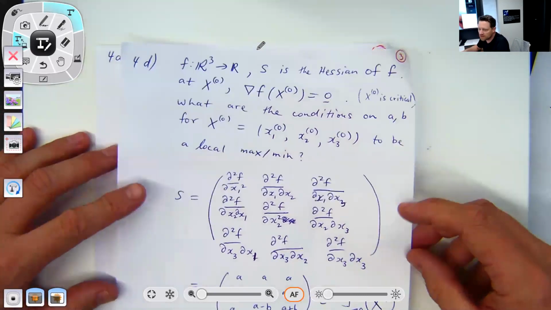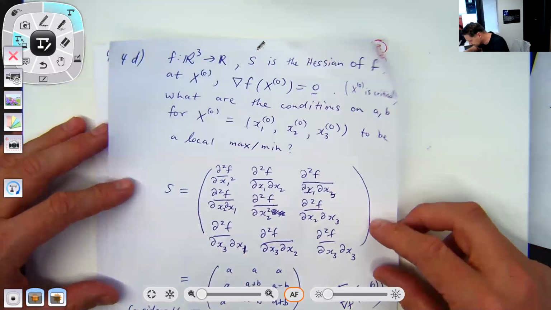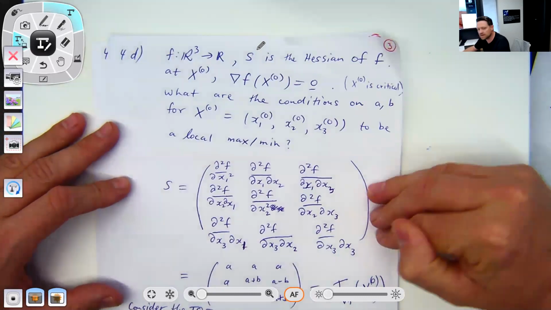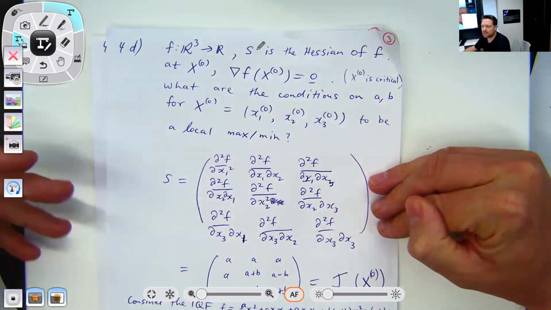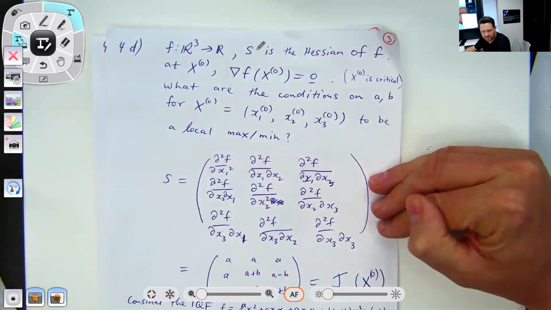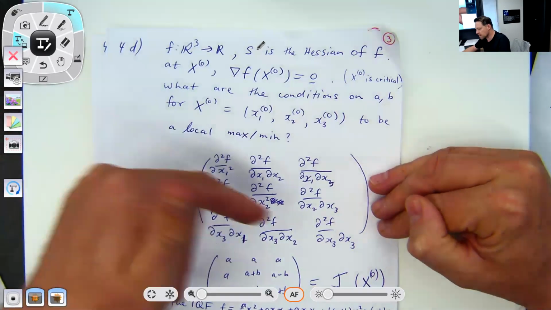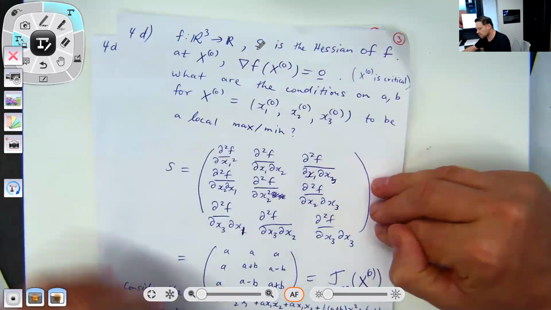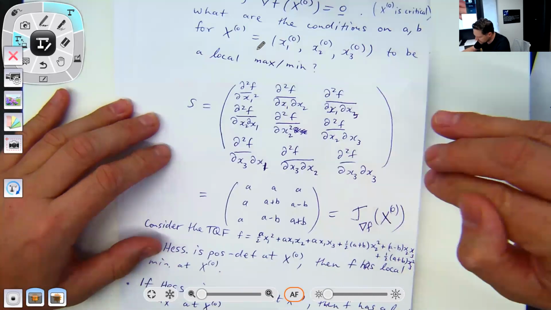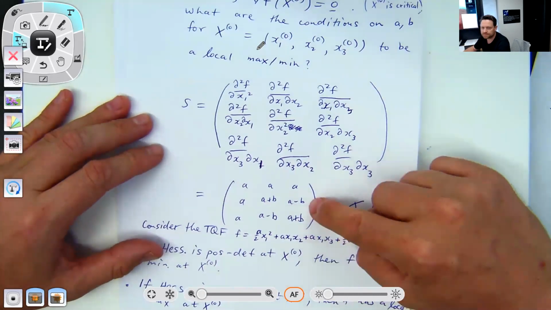But I did find a lot of useful things on Wikipedia. Okay, so here is our Hessian matrix, right? It's got second order partial derivatives in it, and they follow this nice pattern according to the position in the matrix. All right, and we're told that this Hessian matrix is the same as S.